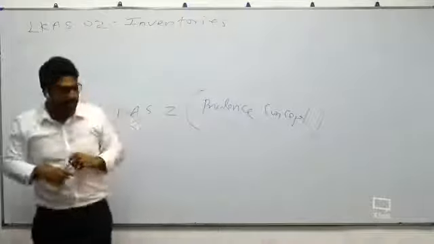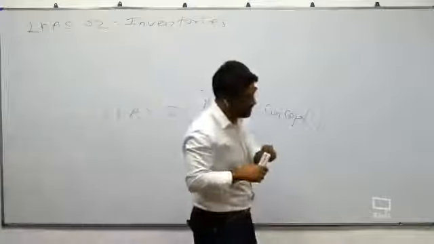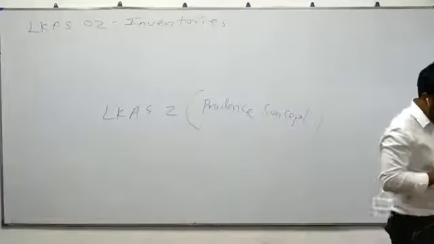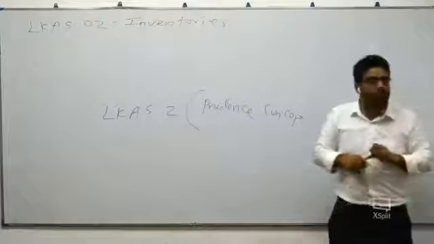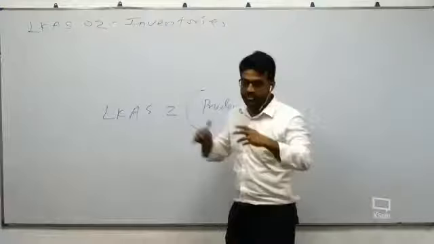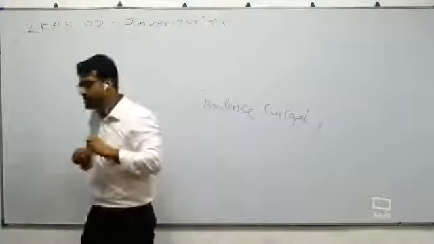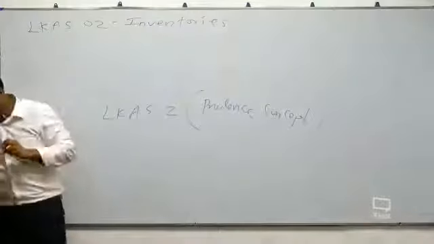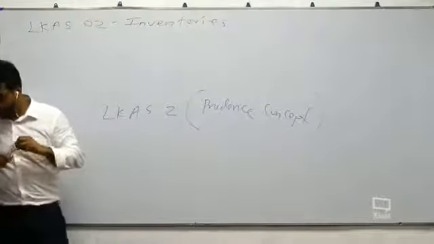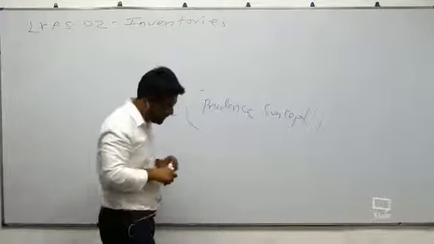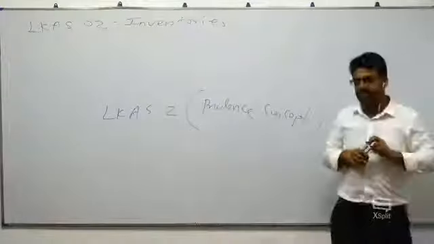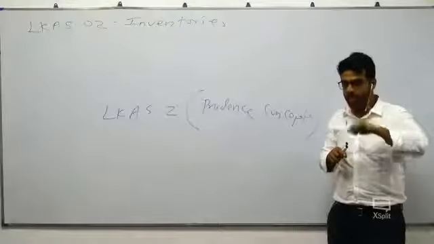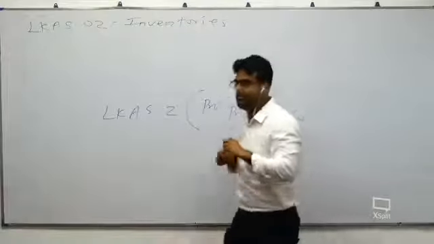Next point. Estimated selling price of the inventory. Estimated selling price means have you sold or not yet sold? Not yet sold. Still you are having the inventory. Estimated selling price of the inventory, rupees 90,000. Wait. Don't write 90,000. Put 1 in front. 190,000.